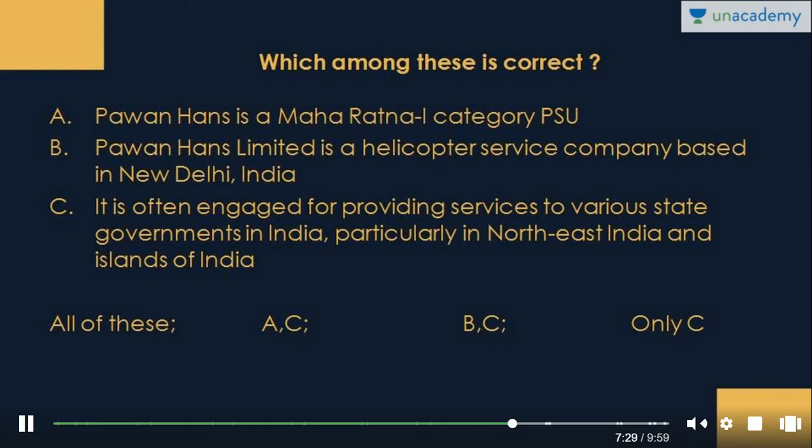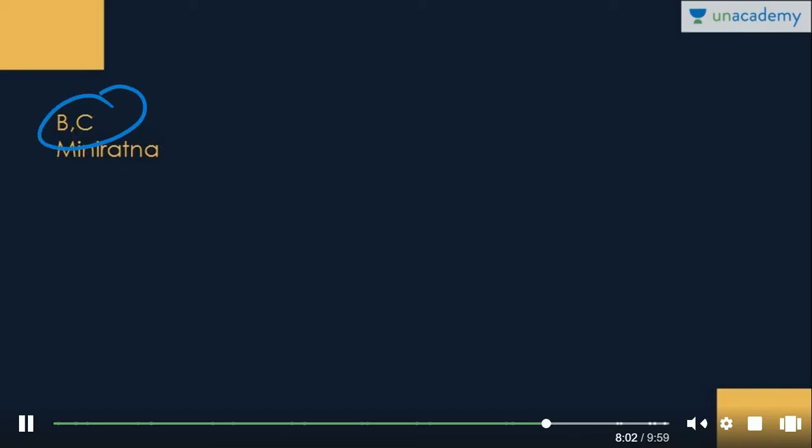Next, which among them is correct? A. Pawan Hans is a Maharatna 1 category PSU. B. It is a helicopter service company based in New Delhi, India. C. It is often engaged for providing services to various state governments in India, particularly in Northeast India and islands of India. So option check. The B and C part is correct. This is a PSU which is based in New Delhi, and yes, it usually provides service to Northeast, Andaman, Lakshadweep, etc. But if you look at option A, this is not a Maharatna PSU, rather it is a Mini Ratna PSU. So here you have only B and C as the correct options.